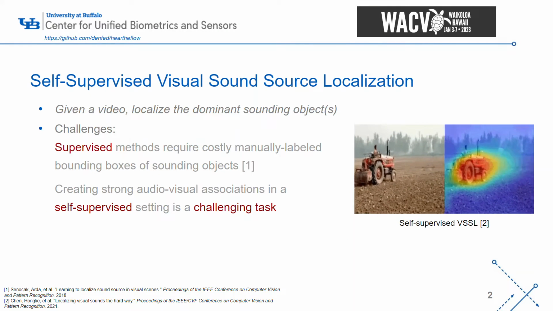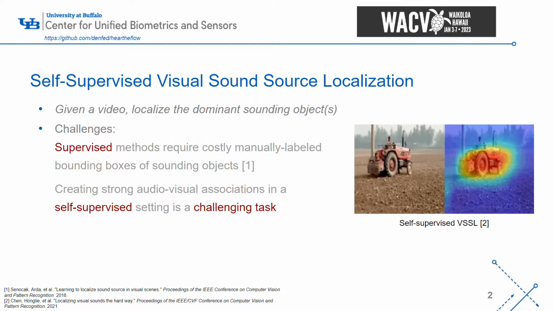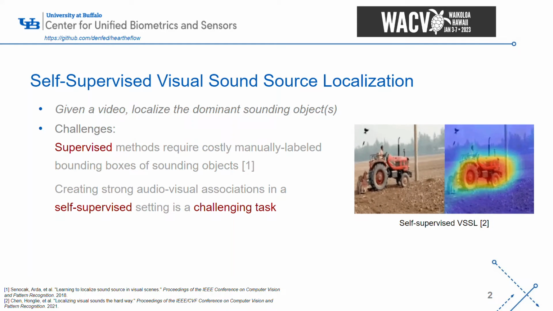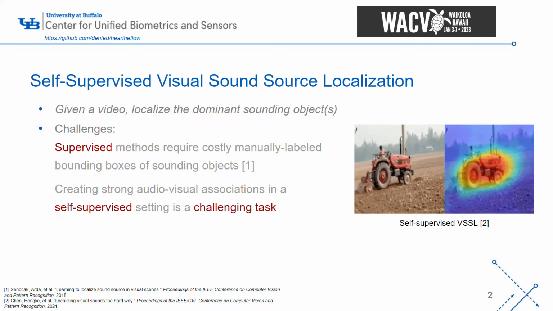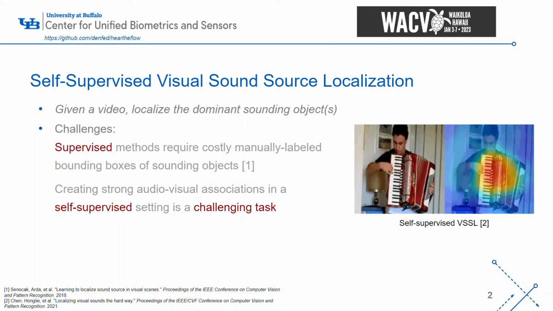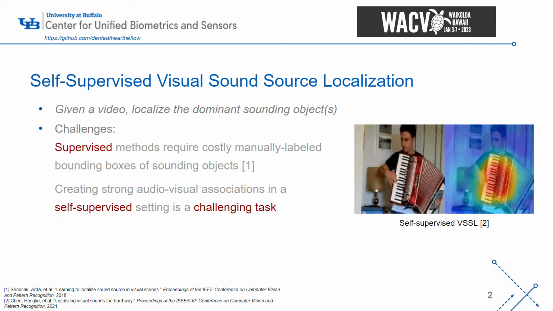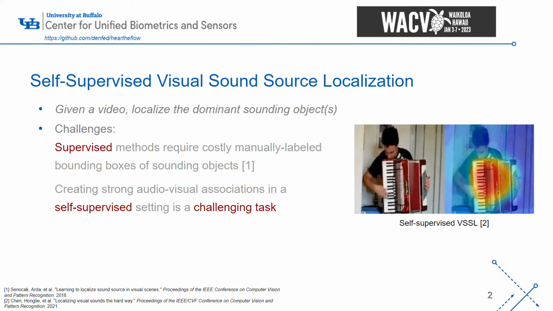And so visual sound source localization is essentially, given a video, can you localize the dominant sounding object or objects in the video? So whether it's vacuum cleaners or a person playing the accordion, can you localize where the sound is coming from in that video?